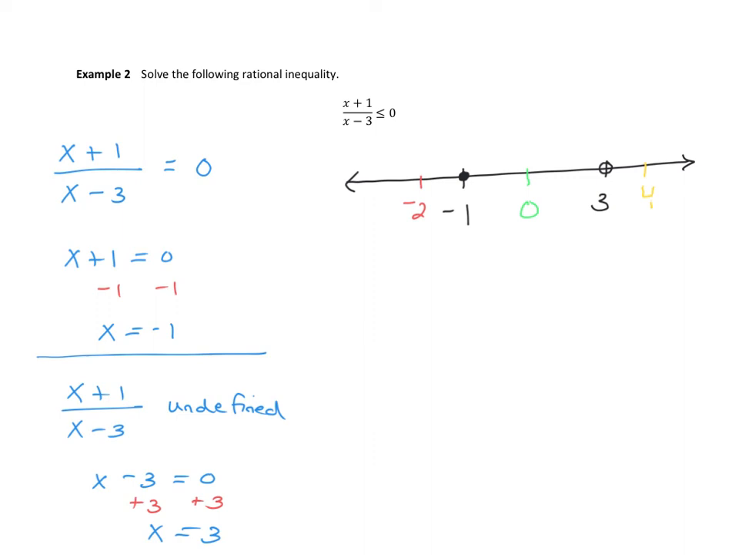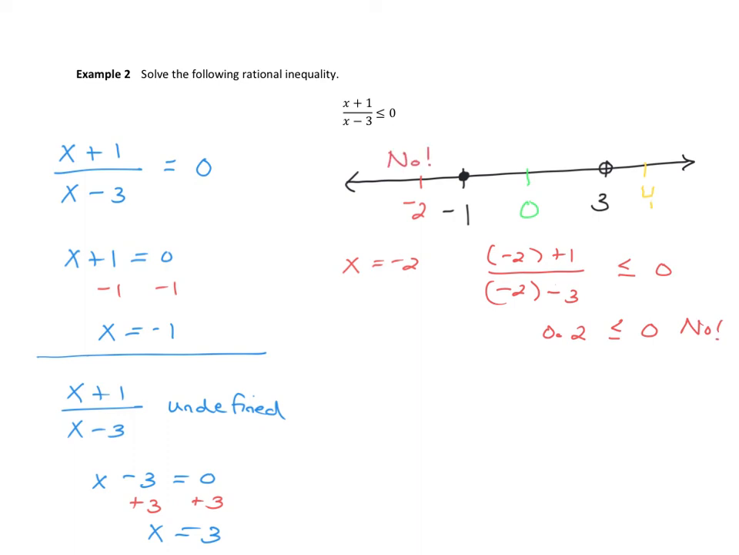So let's start with x equal to -2. If I plug it into here, does it make a true statement? All right, if I plug in -2, I get this. That was -3. Okay, is that less than or equal to 0? That simplifies to 0.2, and that is definitely not less than or equal to 0. So, no, I don't want to use this region.